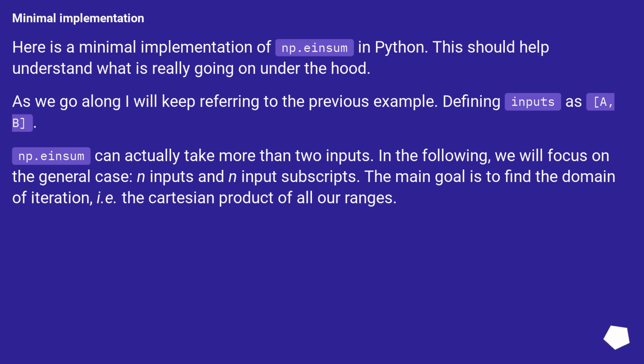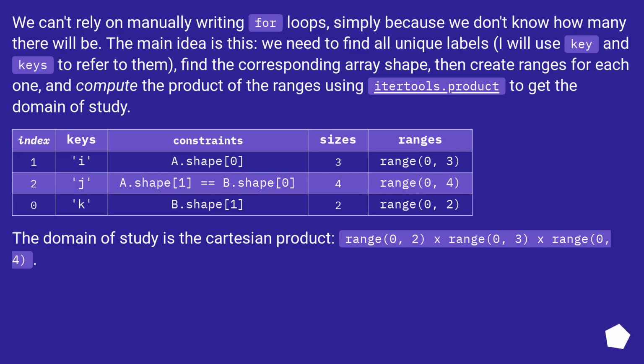The main goal is to find the domain of iteration, i.e. the Cartesian product of all our ranges. We can't rely on manually writing for loops, simply because we don't know how many there will be. The main idea is this: we need to find all unique labels. I will use key and keys to refer to them, find the corresponding array shape, then create ranges for each one, and compute the product of the ranges using itertools.product to get the domain of study. The domain of study is the Cartesian product, range(0, 2) x range(0, 3) x range(0, 4).